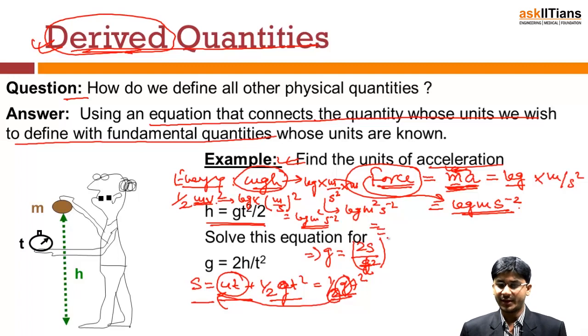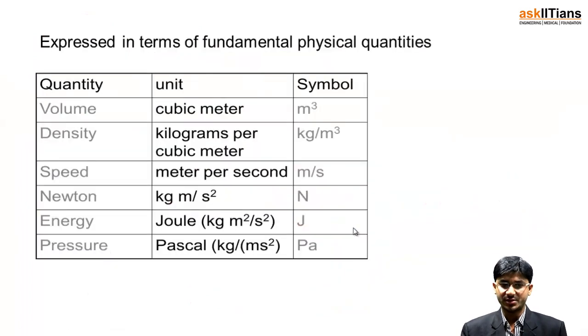Now you can put it for s, it is meter, time is second, this has been squared, so this is meter per second square. This is the unit for acceleration. This is how we find out the derived quantities.